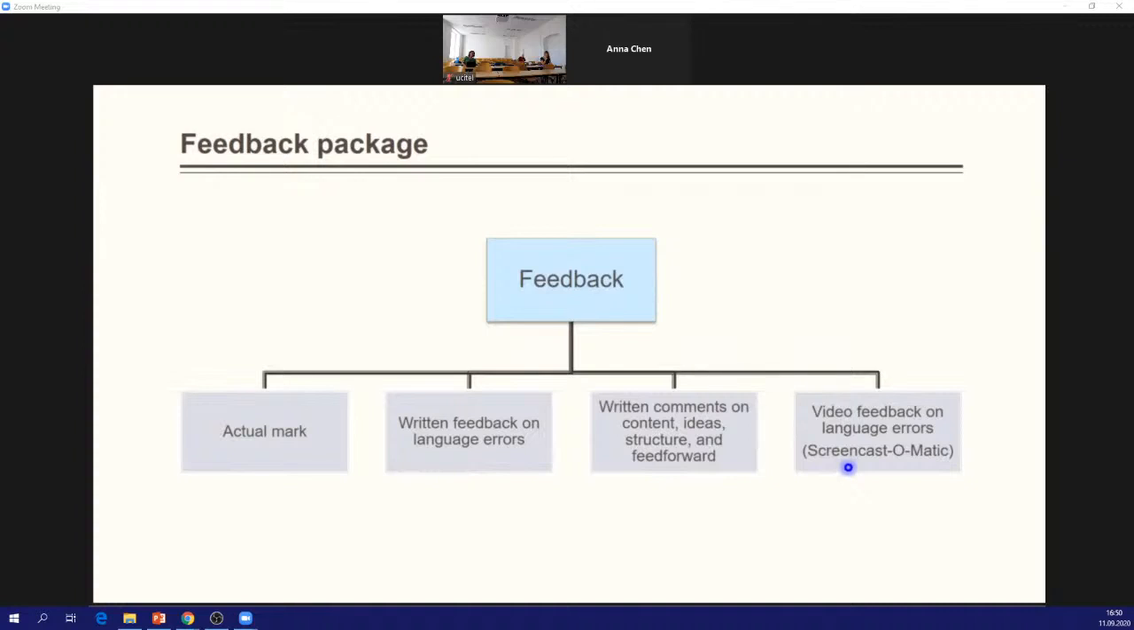And the last part was the video feedback. To record the video, I used the free online screencast tool, Screencast-O-Matic. Before recording the video, I marked the student script first. Then in the video, I read out the student's writing sentence by sentence using the marked script and explained the language errors in detail. I also praised whenever the student did well. My video was about 5 to 10 minutes long, depending on the length and the number of errors in each writing.